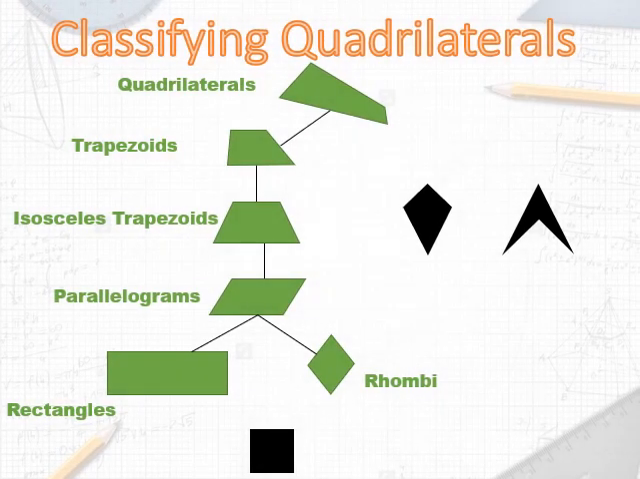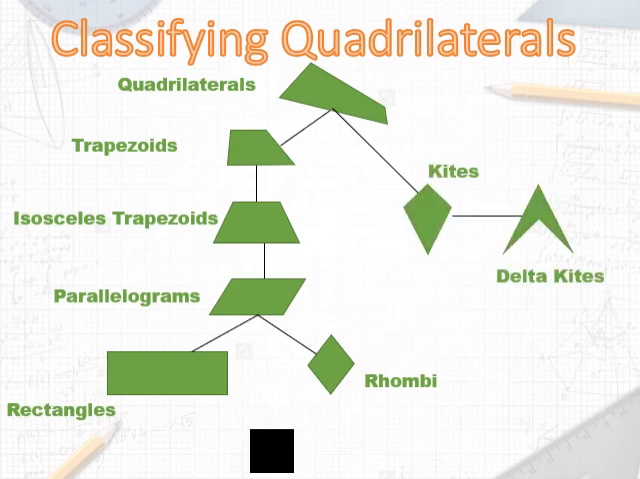Okay, so this is where we left off. We had quadrilaterals, which trapezoids are a subset of that, isosceles trapezoids further down, parallelograms, rectangles, and rhombi. So we are left with 3 shapes, and we are going to look at kites first. And then we'll follow on with delta kites.